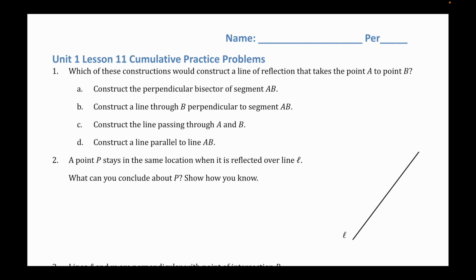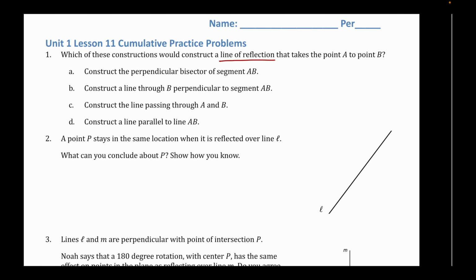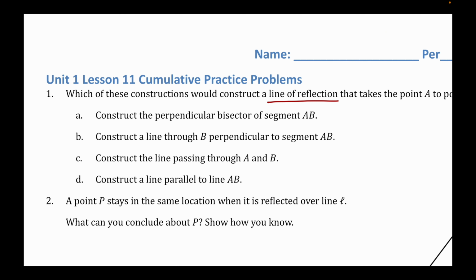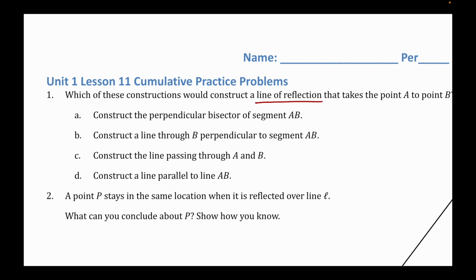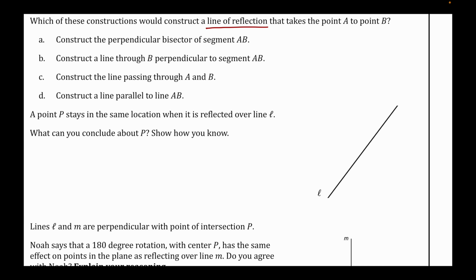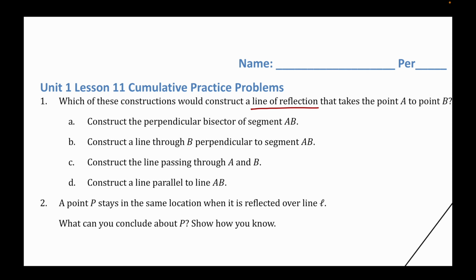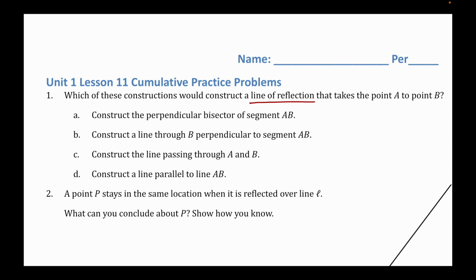This one's asking us which of these constructions would construct a line of reflection that takes the point A to point B. So we have 2 points. We want to construct a line of reflection between them. We have 4 options here. Construct the perpendicular bisector of segment AB. Construct a line through B that's perpendicular to segment AB. Construct a line passing through A and B, or construct a line parallel to line AB.